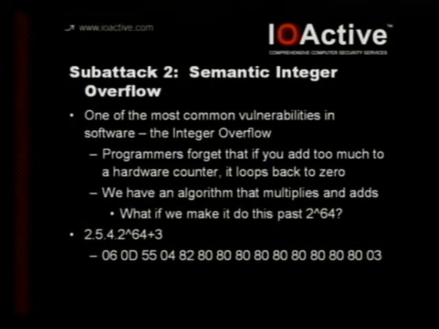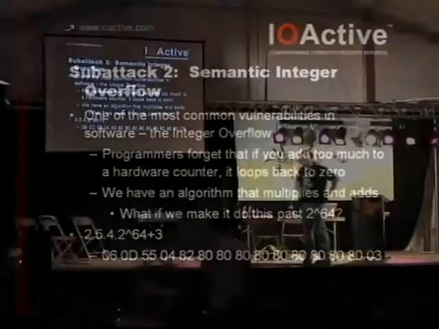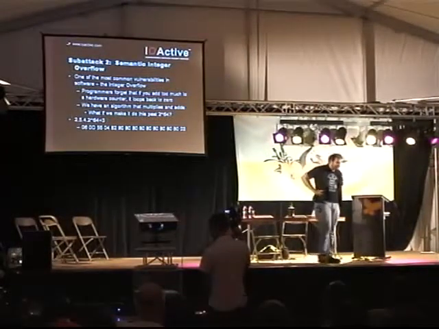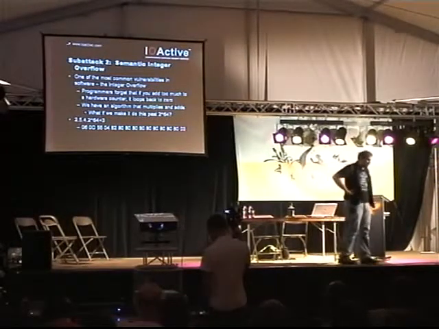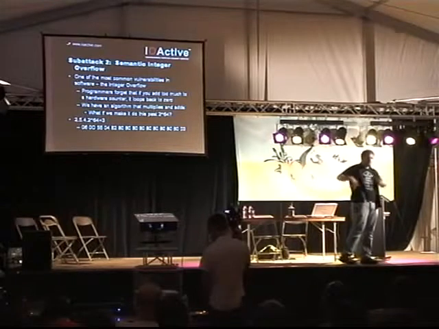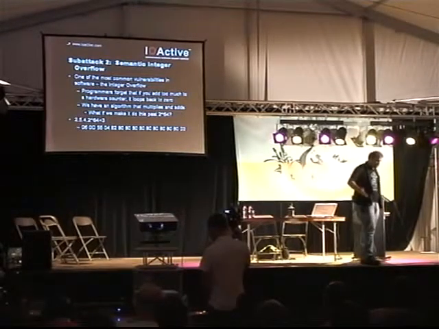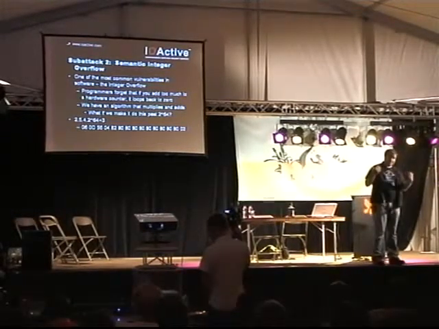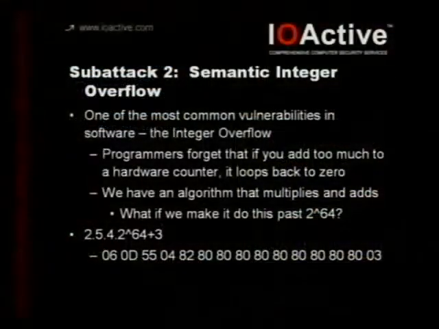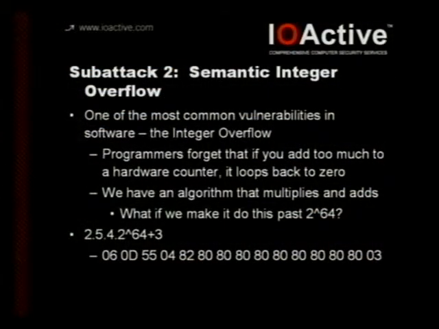Semantic integer overflows. These are fun. Integer overflows are one of the most common bugs in software today. I have not actually met a non-security developer who has realized that numbers wrap if you multiply them too large. They don't wrap in human space, but if you have a 64-bit range and you say 2 to the 64, that's also 0. The number's too big to fit in the space.